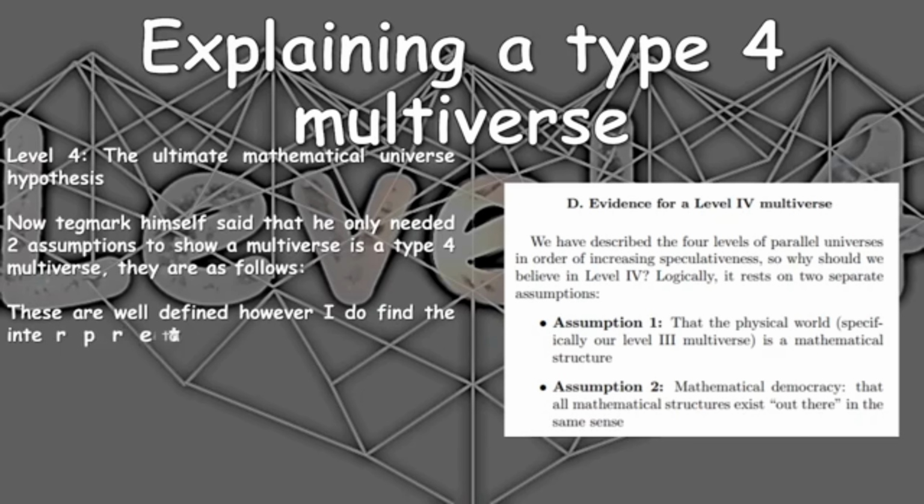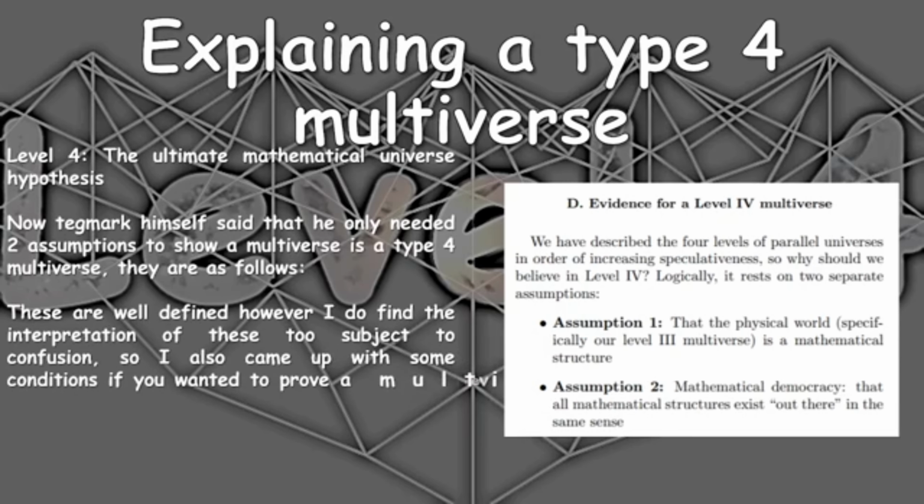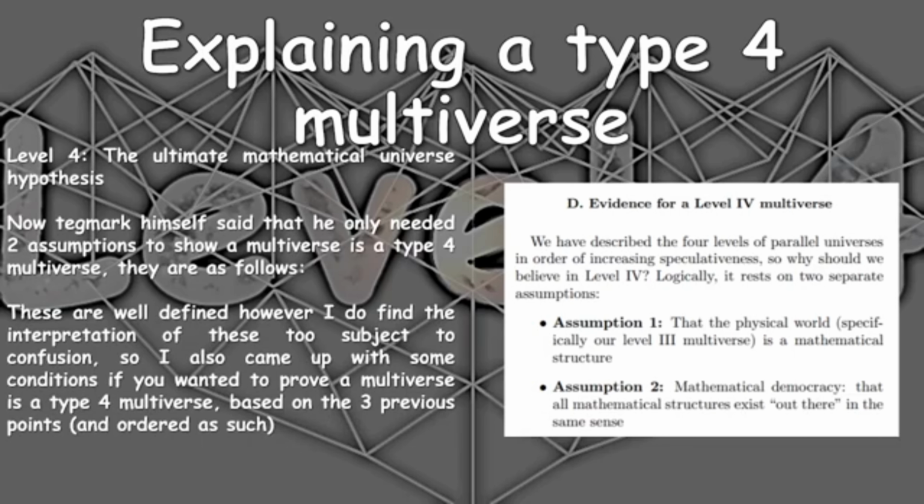Now, these are well defined in how they are written. However, I do feel like the interpretation of these assumptions may lead to some confusion. So based on the 3 points made earlier, I also made some assumptions that can be used to show if something's a type 4 multiverse or not. Do count Tegmark's ones as the original assumptions and much better than what I'm about to describe. These ones are more to give a second form of clarity, is all.